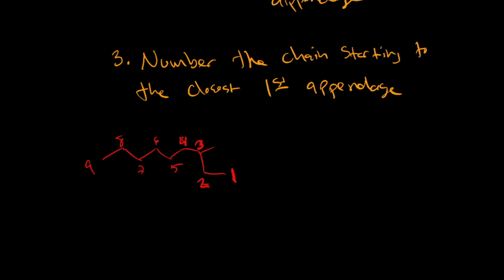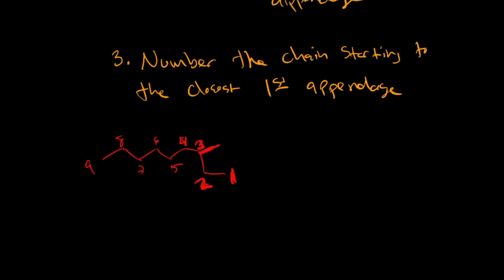Of course, you can count in any direction you want to find the longest chain. But IUPAC law, and you will go to prison if you break it, says that you have to start numbering by the nearest appendage, whatever thing that comes off that chain.